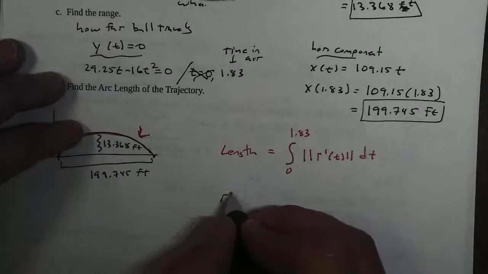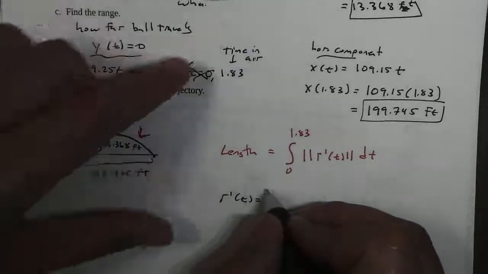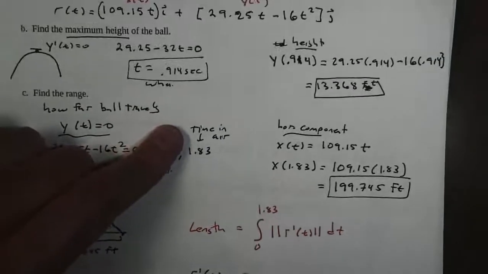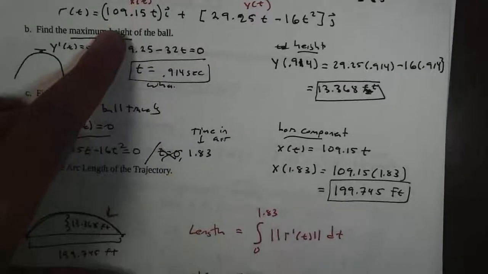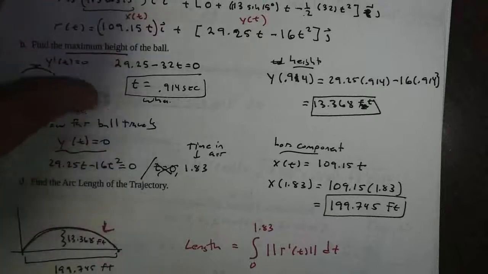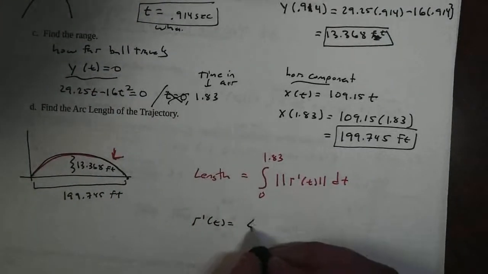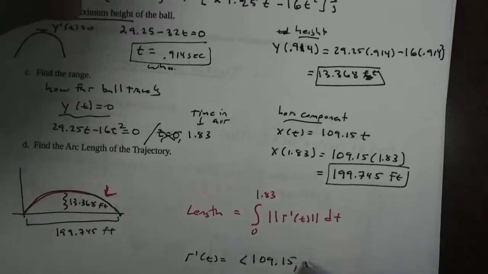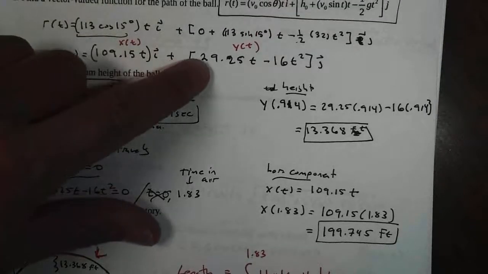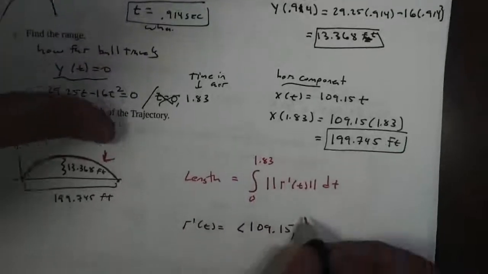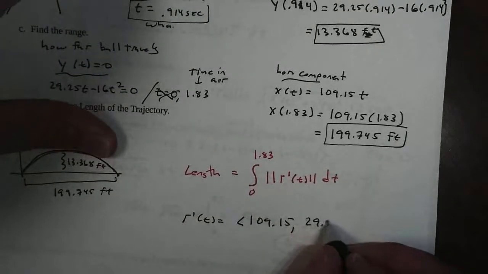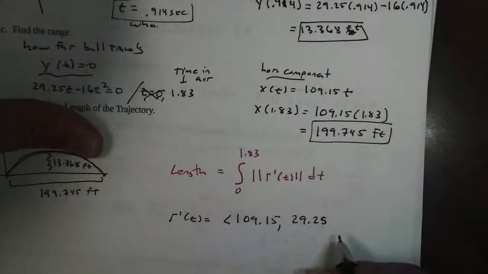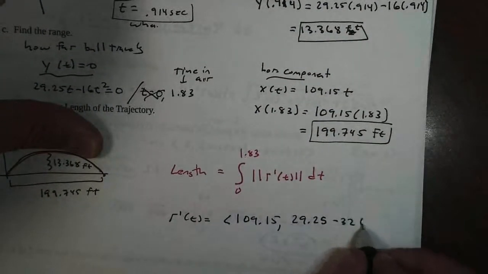So we need r prime of t. So let's go ahead and get that. r prime of t. Ready? There's r of t. So we get r prime of t. We would get 109.15 comma over here 29.25 t, so 29.25, the t goes away, minus 32t.